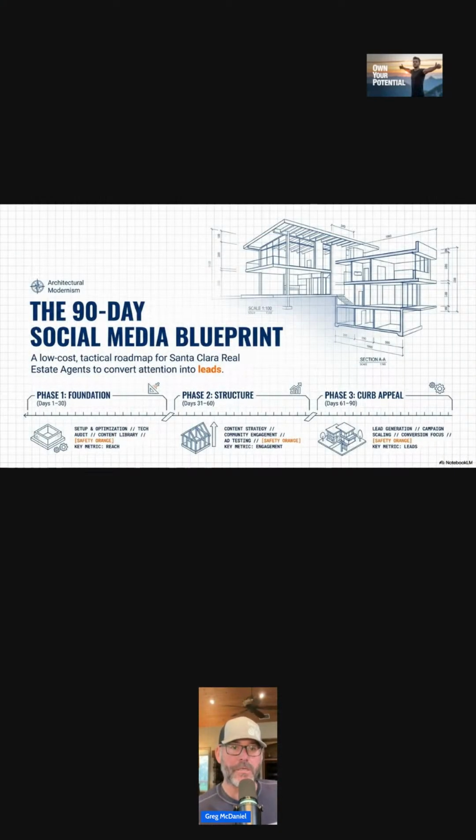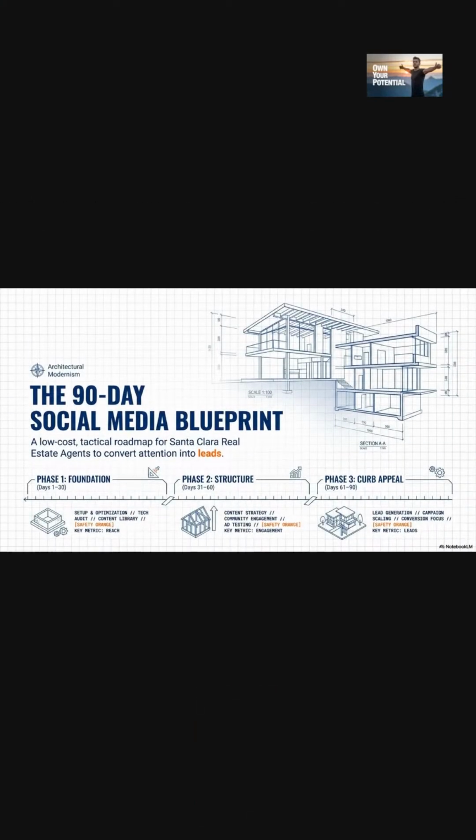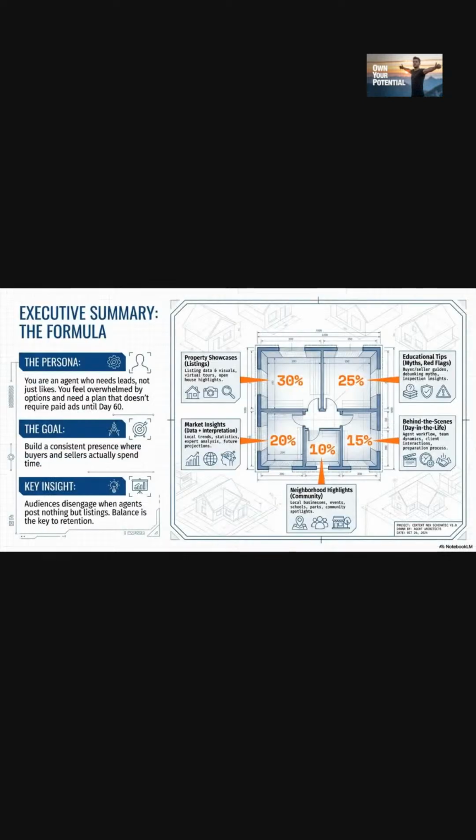Let me start sharing this screen here with you guys. I'm going to duck myself out so you can see the entire thing. So here it is, our 90-day social media blueprint. A lot of folks are going to say they have a social media blueprint, but I'm going to walk you through exactly what to do here. Phase one is your foundation, days 1 to 30. Phase two is 31 to 60 days. And then phase three is 61 through 90 days. So let's jump directly into this.